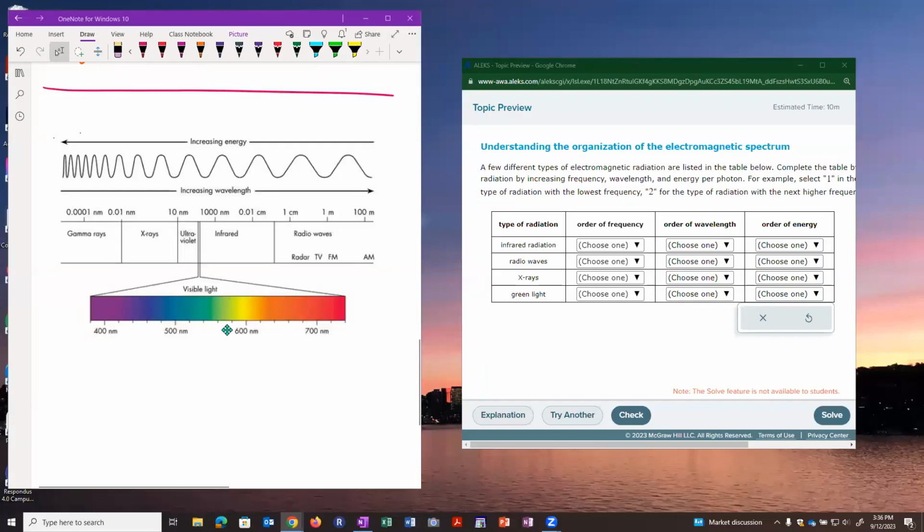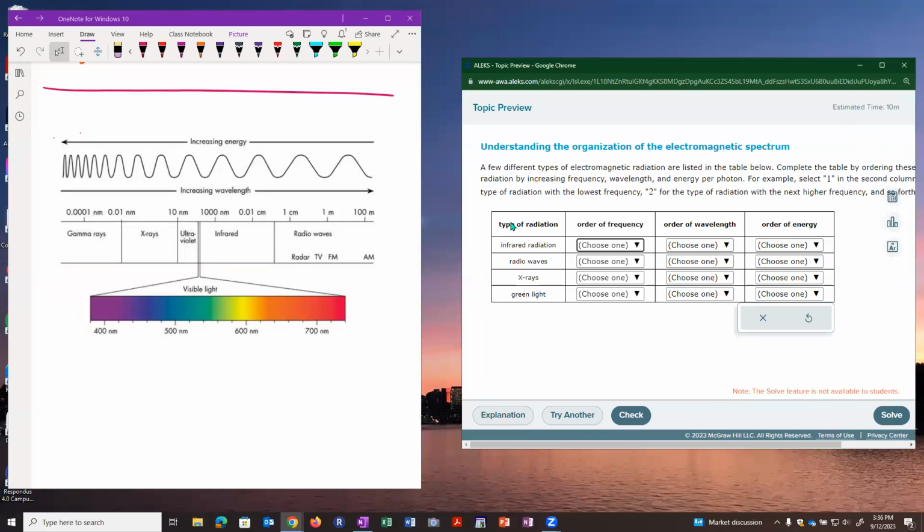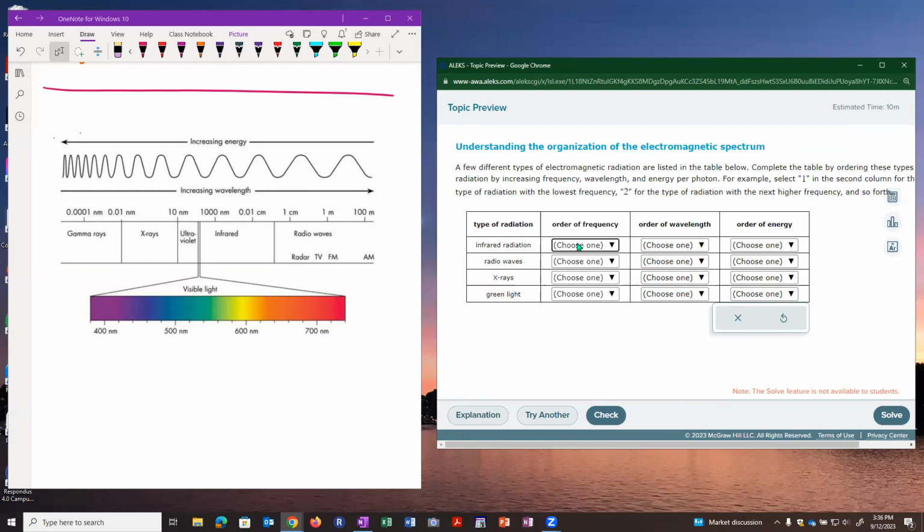All right, so next one we'll take a look at is some of the relationships and the organization of the electromagnetic spectrum. And we're given in this question several different types of radiation that we would find in the spectrum, and we need to order their frequency, their wavelength, and then their energy as well. So I have here just a simple picture, a representation of the spectrum with some relationships. This is in your textbook. You can find it online, etc.